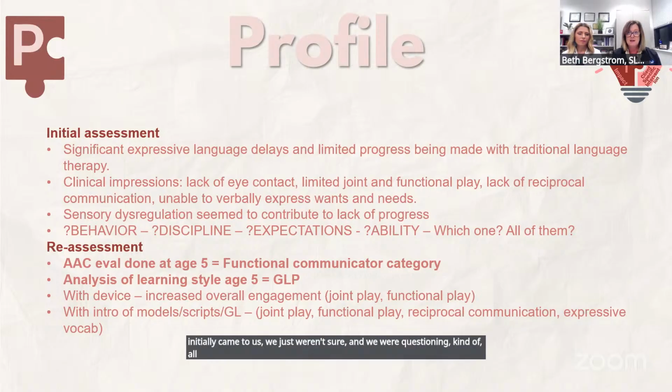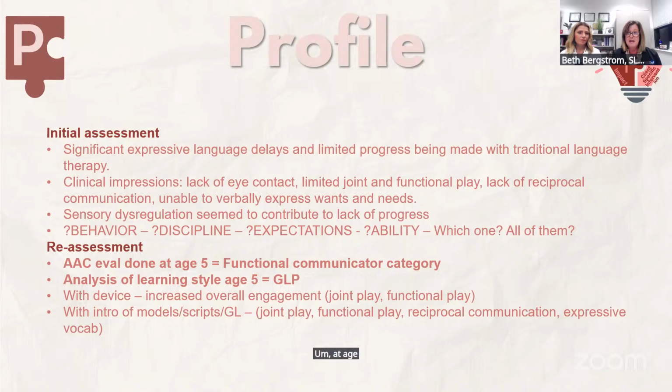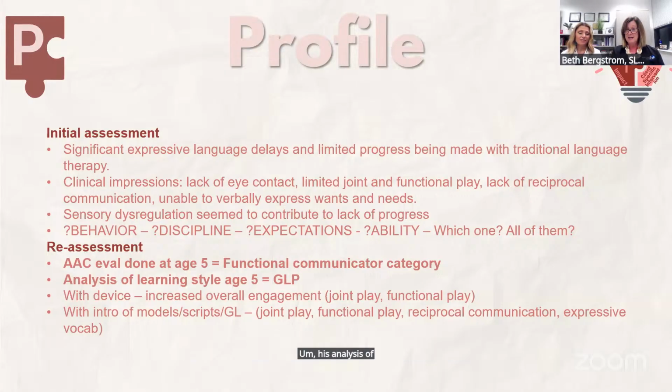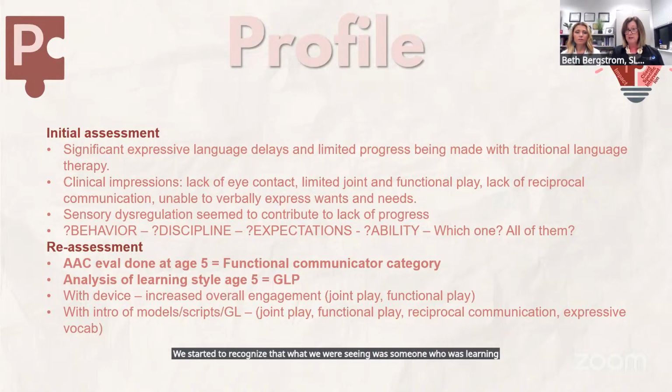At age 5, he had a reassessment, and that included an AAC eval. So at that time, he was profiled to be a functional communicator. He was using symbolic language fairly quickly after the introduction of the AAC device. He took to the device very quickly and easily. His analysis of learning style, again at age 5, was that we started to recognize that what we were seeing was someone who was learning through Gestalt language.